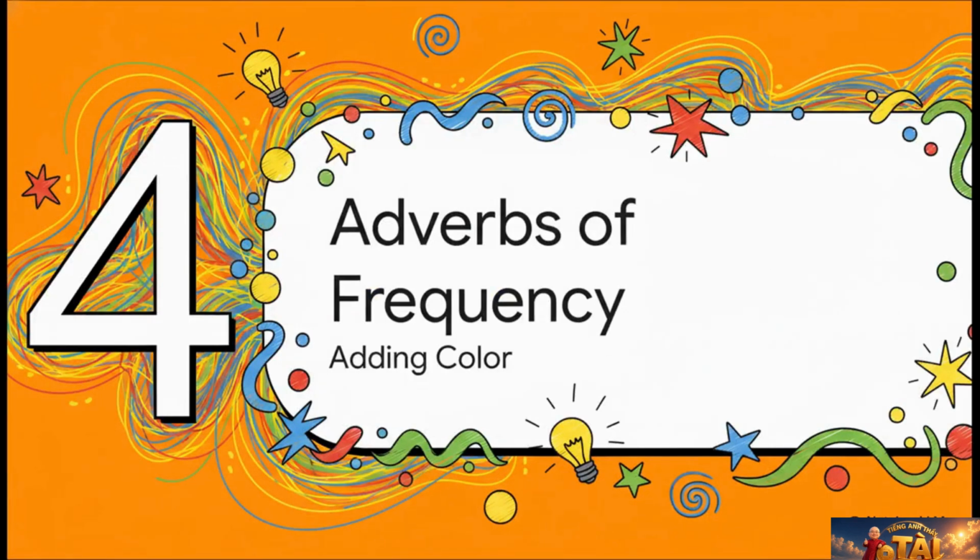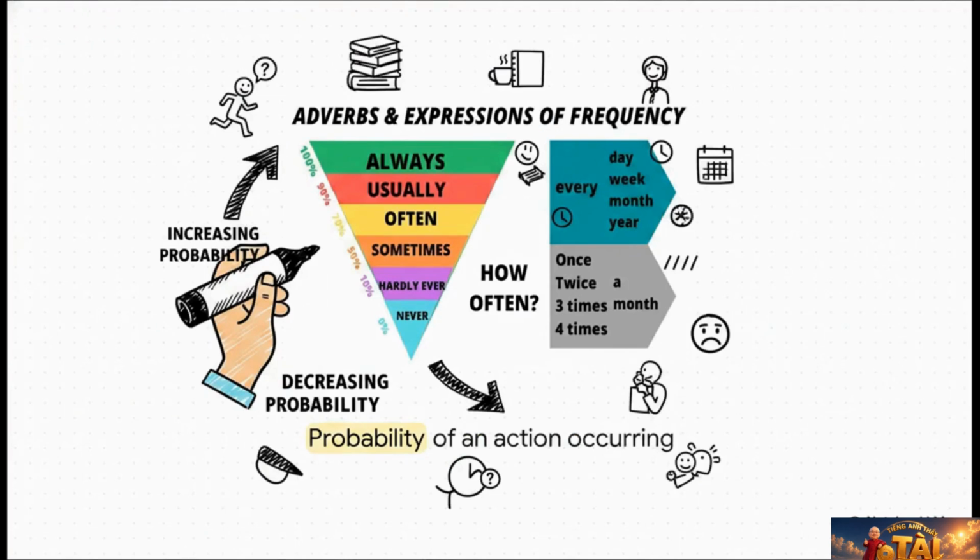All right, on to our final stop, section 4, adverbs of frequency. If verbs are the structural frame of our sentences, then these adverbs are the decorations. They map out the exact probability of an action happening. We start way up at a 100% guarantee with always, and we step all the way down through usually, often, and sometimes, straight down to a 0% chance with never.